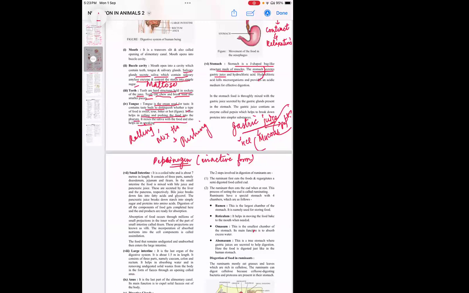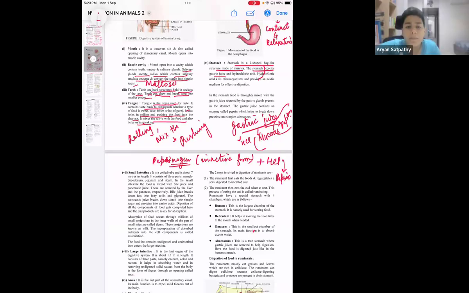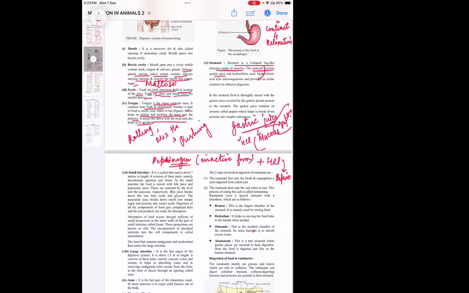Now, when this pepsinogen, which is the inactive form, comes in contact with the hydrochloric acid, it becomes active and gets converted into pepsin. Clear? Ma'am, so pepsinogen plus hydrochloric acid HCl equals pepsin, right? Correct. It means when pepsinogen reacts with the hydrochloric acid, it converts the pepsinogen into the active form called pepsin.